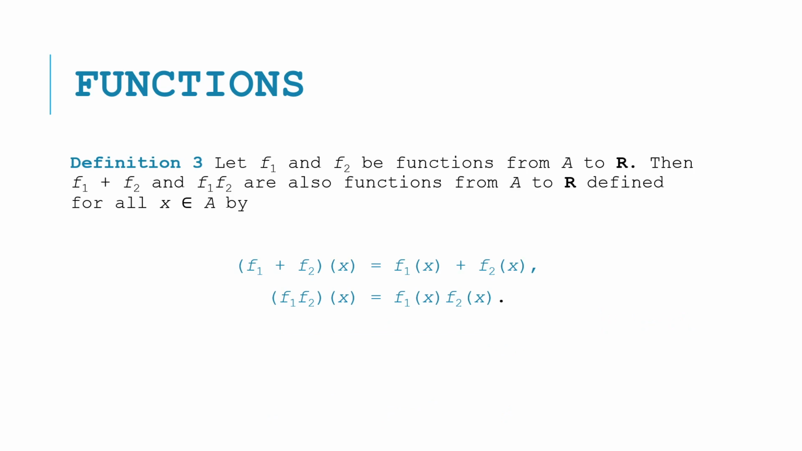Now here we have the third definition in the introduction to functions. Let f sub 1 and f sub 2 be functions from A to R. Then f sub 1 plus f sub 2 and f sub 1 times f sub 2 are also functions from A to R defined for all x that is an element of A. f sub 1 plus f sub 2 of x is equal to f sub 1 of x plus f sub 2 of x. f sub 1 times f sub 2 of x is equal to f sub 1 of x times f sub 2 of x. So here we are dealing with the sum of functions.